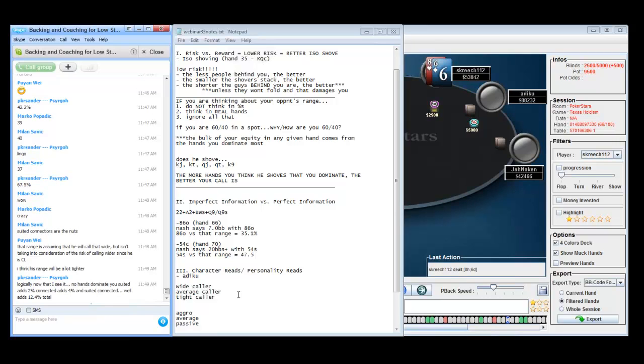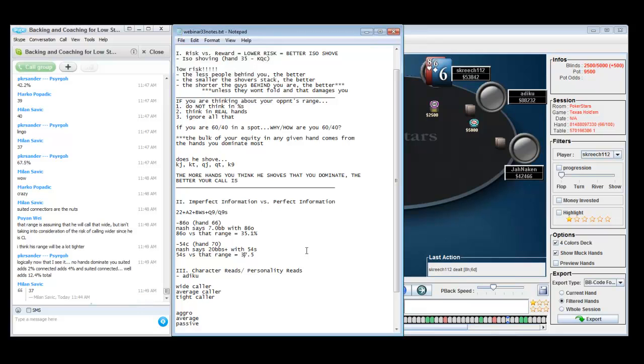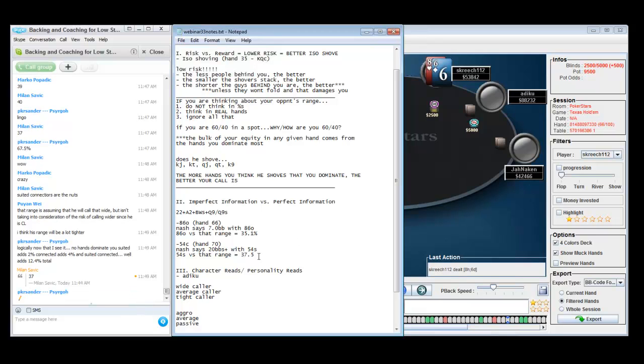Now I want to share something with you. After I read what Logically said, now that I see it, I'm so glad you said this. No hands dominate you, suited adds 2%, connected adds 4%, and suited connected well adds 12.4% total. I'm so glad you said that because I lied to you. That's the edge. Oh, this is fun. Good job. That is the edge.